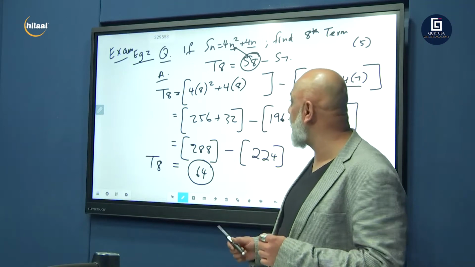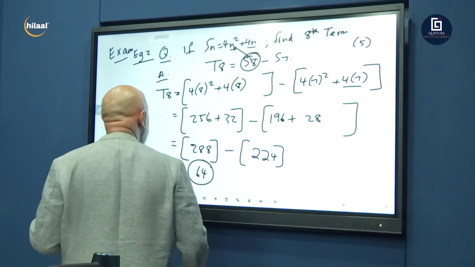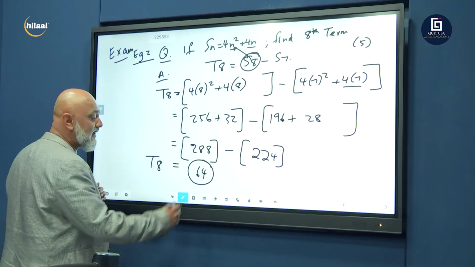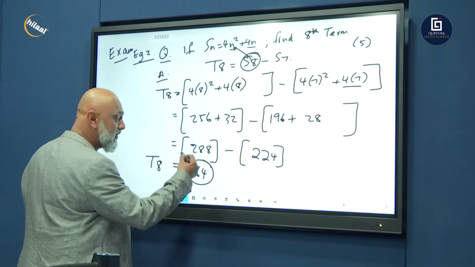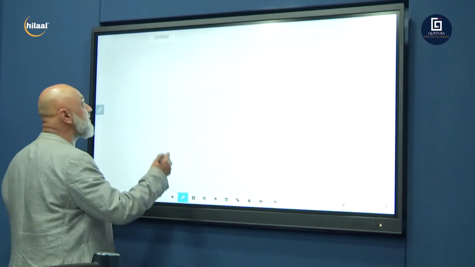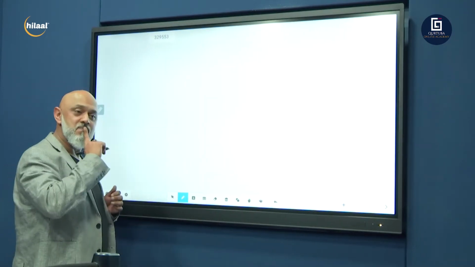All right, so here we go. This was exam question number 2. So you've taken this one down. Let's delete this. Let's give you something with geometric. Come, we've done with arithmetic. Let's do something with regard to geometric.